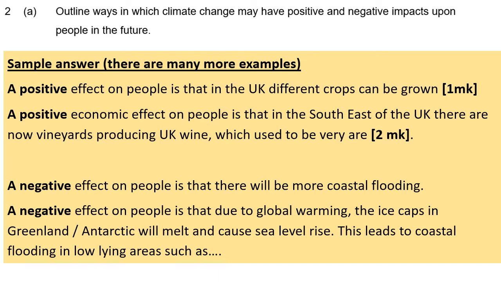A negative effect on people is that we're more coastal flooding. That's a simple point, 1 mark. A negative effect on people is that due to global warming, the ice caps in Greenland or in the Antarctic will melt, and that causes sea level rise. This leads to coastal flooding in low-lying areas such as, and you can name one where you know there's been coastal flooding. So that'd be the 2nd mark.